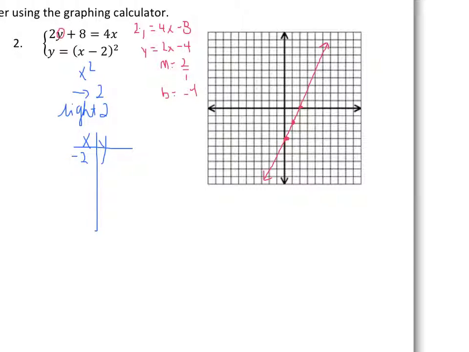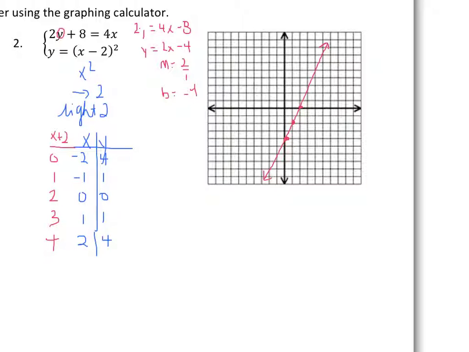So at negative 2, 4, negative 1, 1, 0, 0, 1, 1, 2, 4. That's the original parent function. And then because it moves to the right 2, I'm going to take my x values and add 2 to them. So negative 2 plus 2 is 0, negative 1 plus 2 is 1, 0 plus 2 is 2, 1 plus 2 is 3, and 2 plus 2 is 4. My y values are going to stay the same.